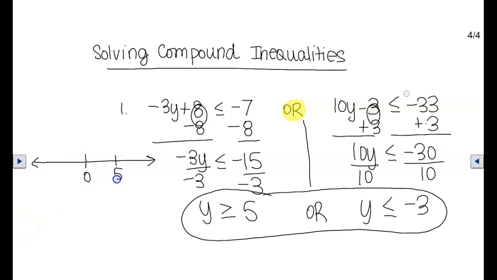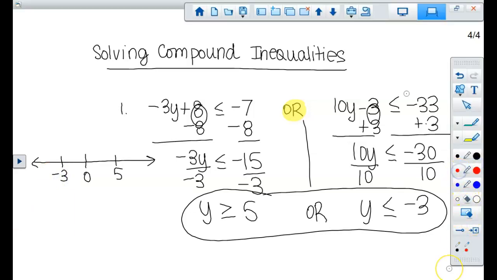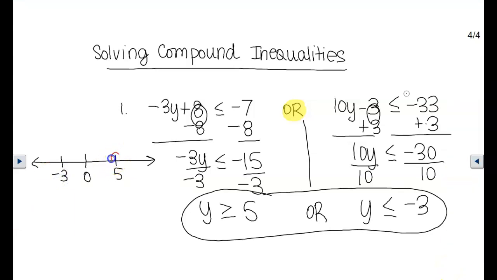Positive 5 is over here to the right, negative 3 is over here to the left, and what I'm going to do is graph that first inequality. Y is greater than or equal to 5. I know that that will require a filled-in circle and then shading to the right. Then we'll do y is less than or equal to negative 3. That will require a filled-in circle and shading going to the left. So notice, or statement, I have my airplane wings.